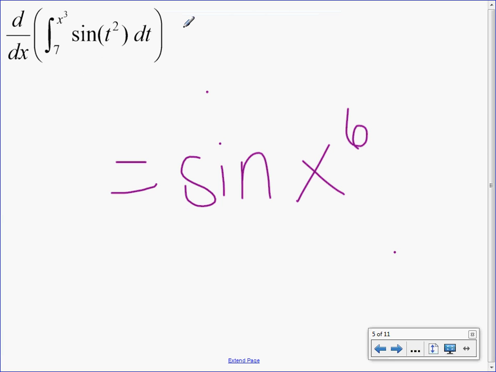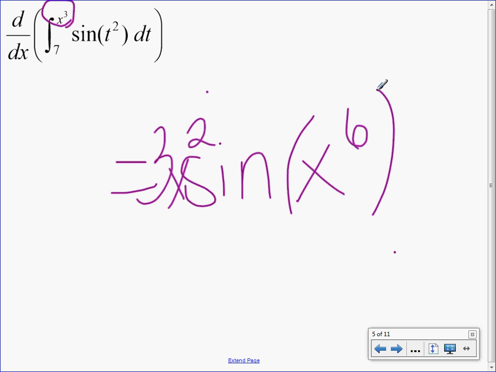Okay, so I agree with sine x to the 6th. However, what happens when we take the derivative of a function inside of a function? Chain rule. Which means we have to perform the chain rule with that x cubed. So there's going to be a 3x squared sine of x to the 6th, because the derivative of x cubed is 3x squared. When you have a function inside of a function, you have to perform the chain rule.